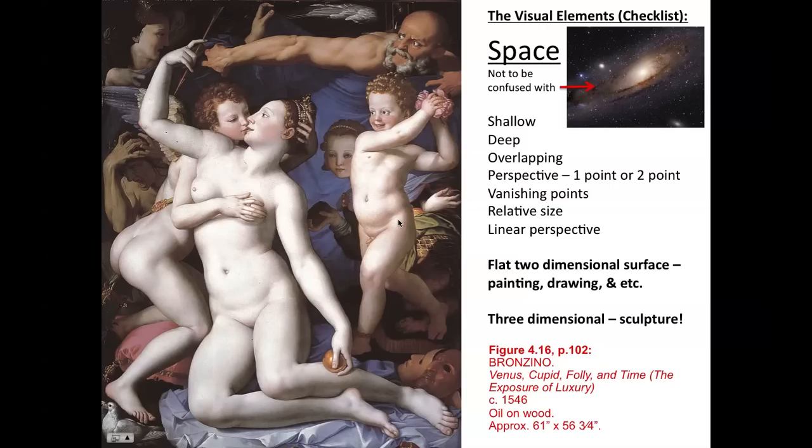One other thing I would like to mention is that you do need to remember that in the formal elements, space also refers to the third dimension. So whenever we're looking at a sculpture, that is three-dimensional. That is the space. Okay? That is a formal element. Three-dimensionality is a formal element.